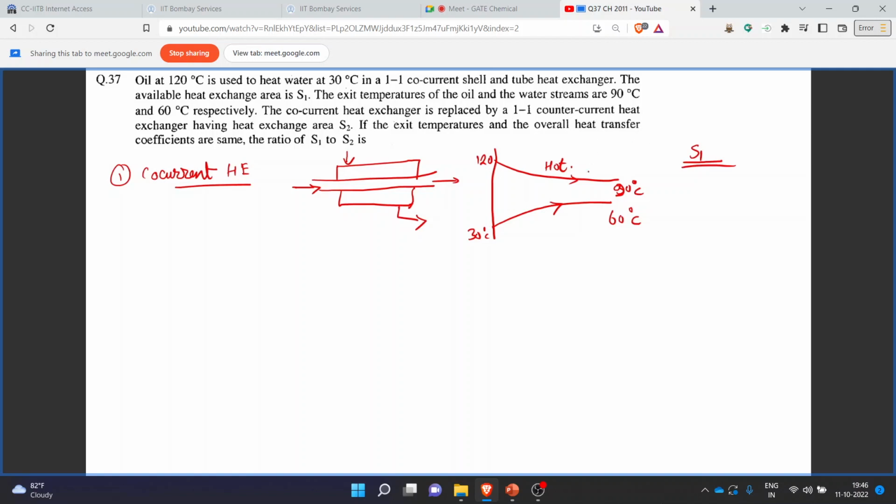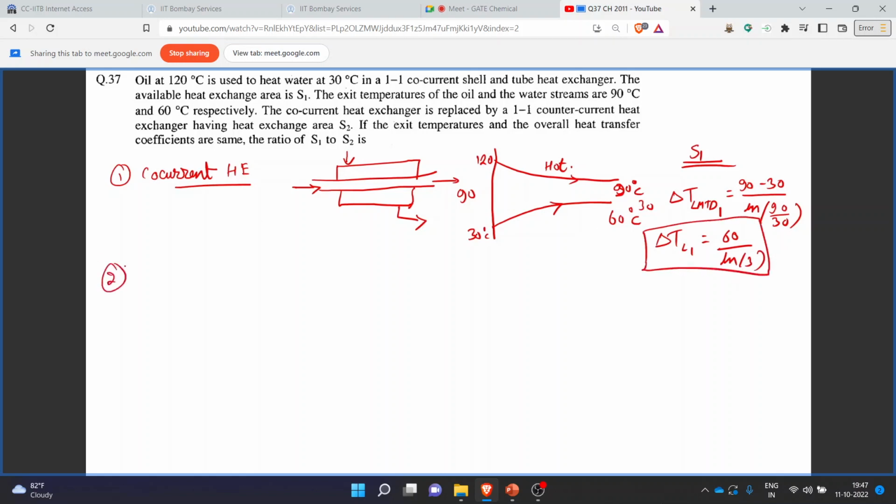Now let's calculate the log mean temperature difference for this case. That is, delta T LMTD for the first case. Delta T1 will be 120 minus 30, that is 90, and delta T2 will be 90 minus 60, that is 30. So the LMTD will be (90 minus 30) upon ln of 90 upon 30. So delta T L1 is 60 upon ln of 3.